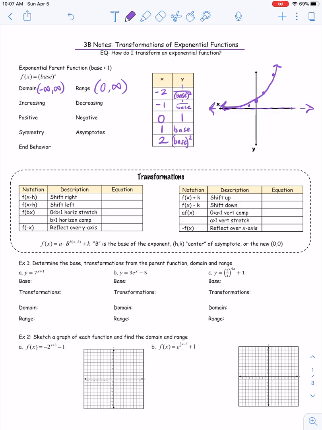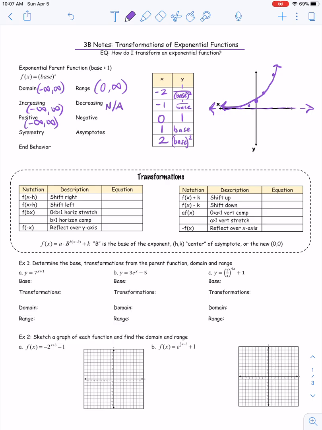Okay, for this particular problem, because my base is bigger than 1, it's showing that growth. Where is this function increasing? Well, it's increasing the whole time. Negative infinity to positive infinity, which means it's decreasing never. Okay, where's this graph positive? Well, it's positive from negative infinity to positive infinity.